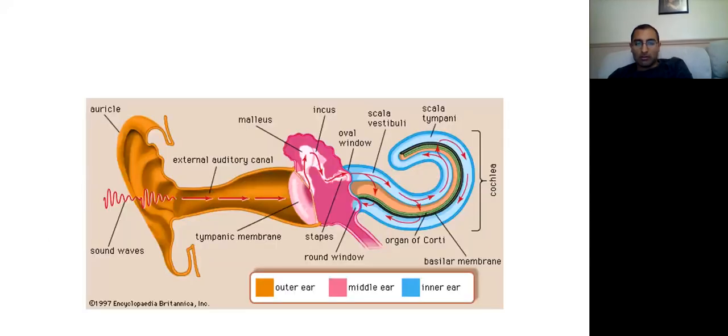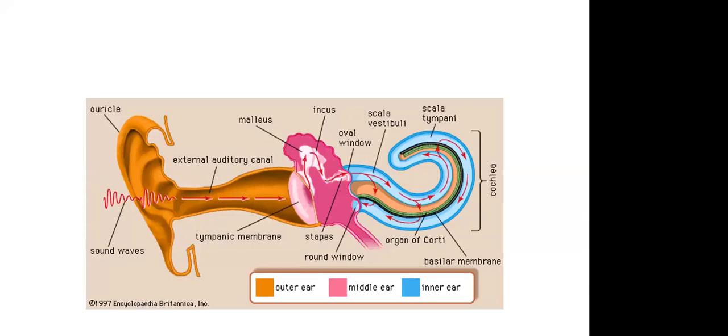There's another diagram of that. You've got your oval window, goes into the scala vestibuli, goes down the scala tympani, you've got your organ of Corti and the basilar membrane, round window, the basilar membrane vibrates, causes a nerve impulse to be travelled down the cochlear nerve.